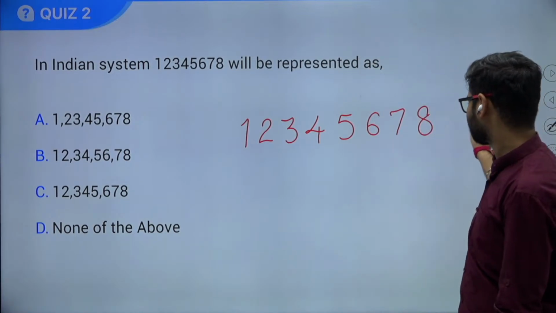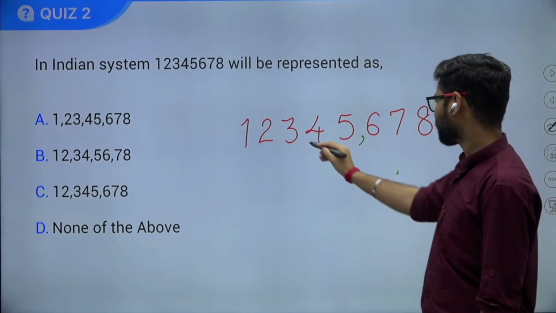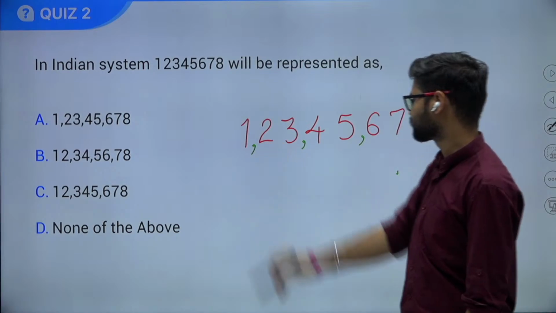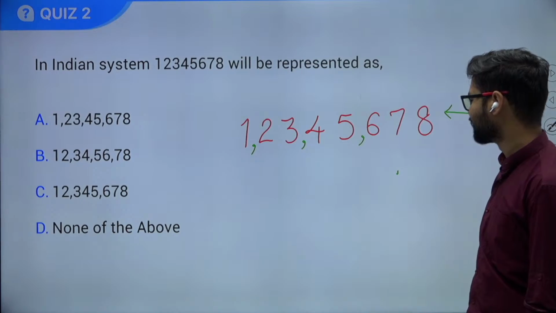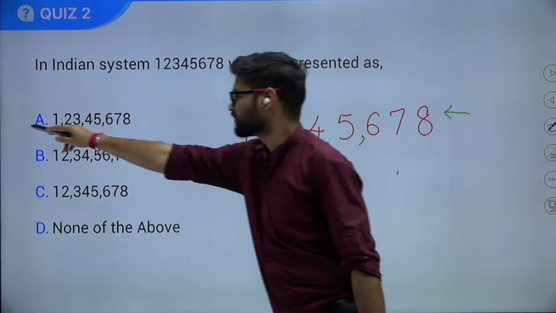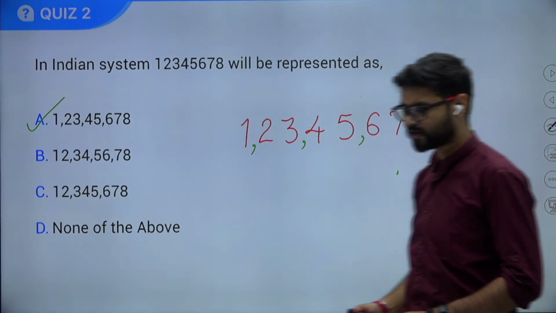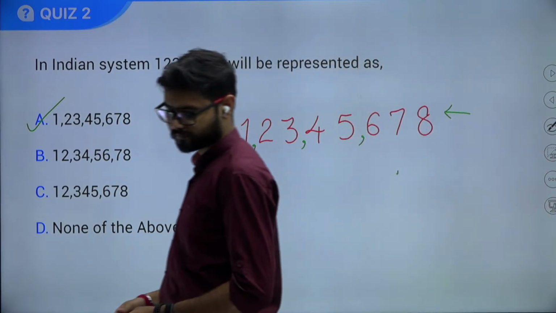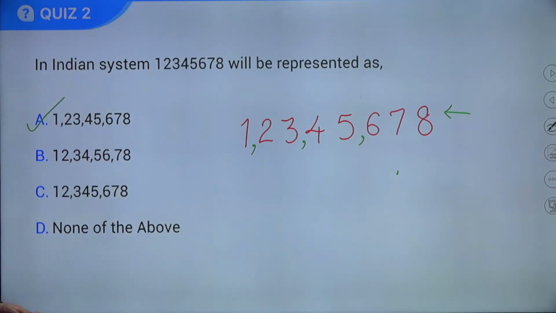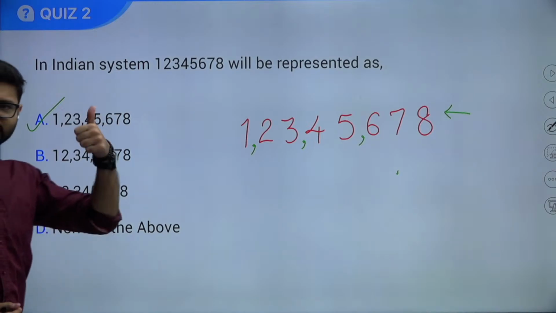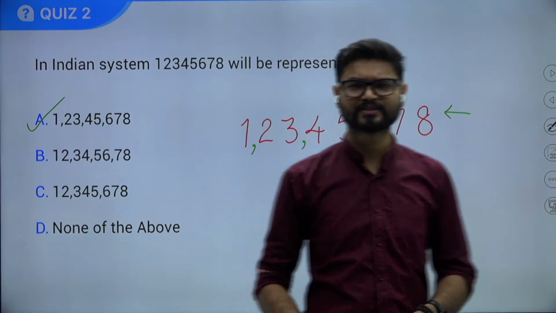Okay? So starting from the right hand side, after 3 digits, after 2 digits, after 2 digits, right? So this is 1 crore 23 lakhs 45,678, option A. Have a look again. If this part is okay, give me some thumbs up in the chat box.